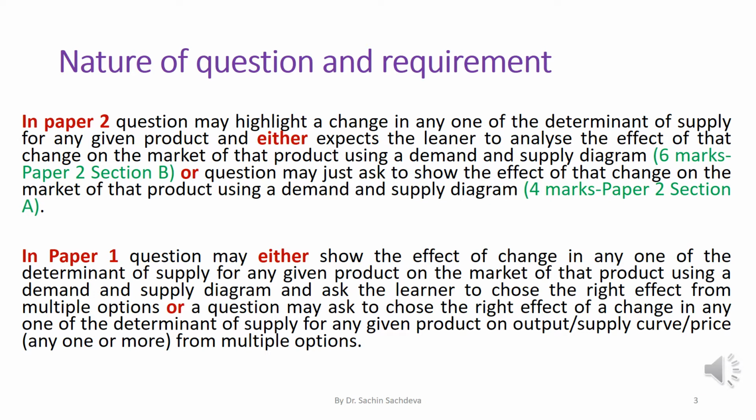Or the question may ask you to just show the effect of change in any of the determinants of supply on the market of that particular product. So if you are asked to analyze the effect of change on the market of that product, then the question will be of 6 marks. Whereas if you are asked just to show the effect of change through a diagram, it will be of 4 marks. A 4-mark question you may find in paper 2 section A, and a 6-mark question you will find in paper 2 section B, as we have discussed earlier.